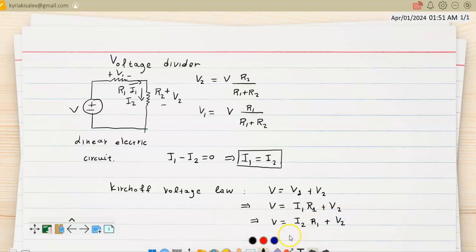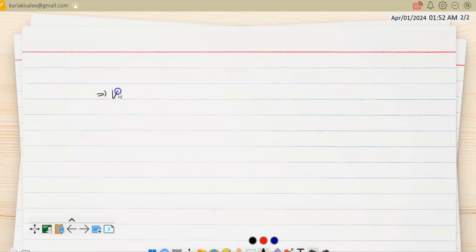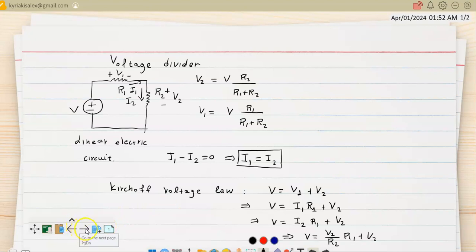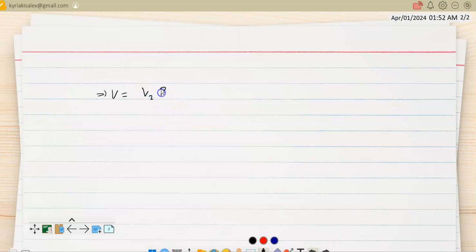Plus V2. The current I2 is the voltage V2 divided by the resistor R2 times R1 plus V2. V equals V2 times R1 divided by R2 plus V2.